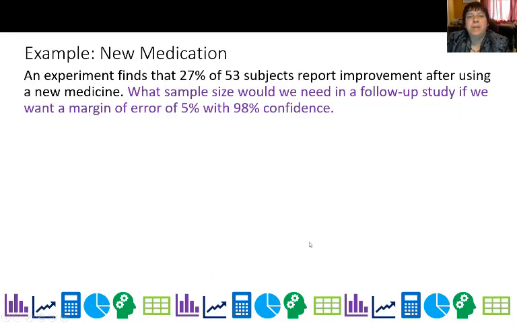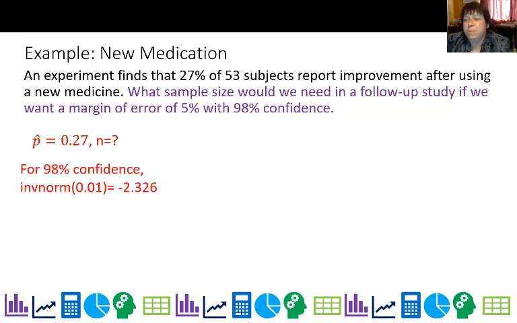Okay, in this example, we're looking at a new medication that finds that 27% of 53 subjects reported improvement. Now, we want to do a larger sample where we can have a plus or minus 5% with a 98% confidence level. So how much larger does that sample need to be? First of all, we know p hat is 0.27. That's our initial value. And we want a 98% confidence. So that would be 1 minus 0.98, which is 0.02. We divide by 2, so take inverse norm of 0.01. Remember, since it's lower than 0.5, we're going to get a negative here, but we're going to use a positive later.